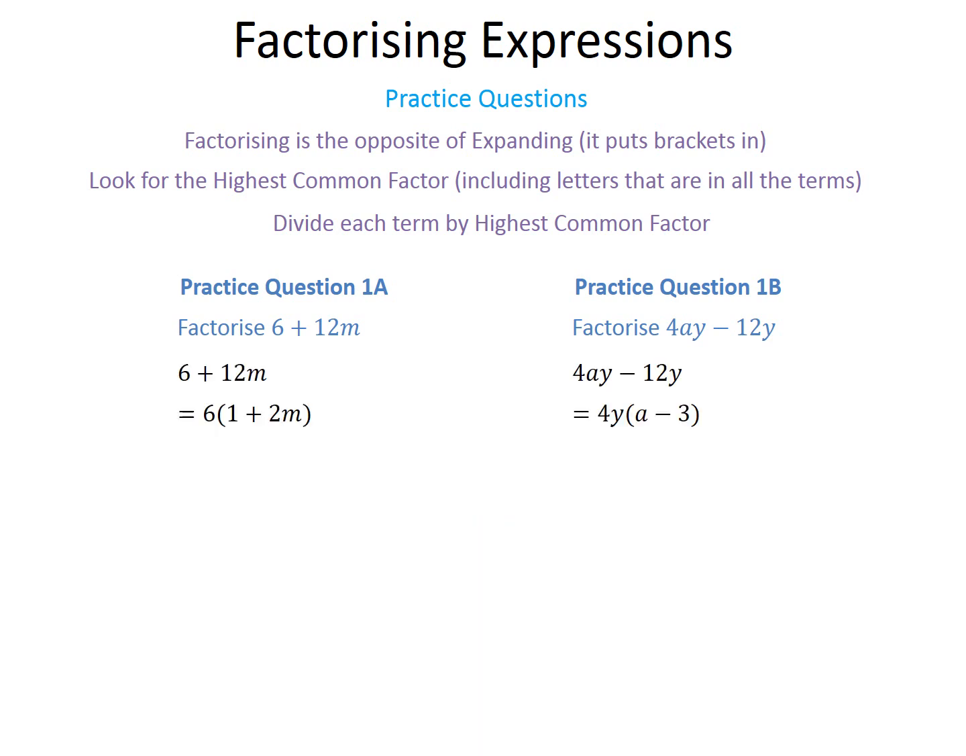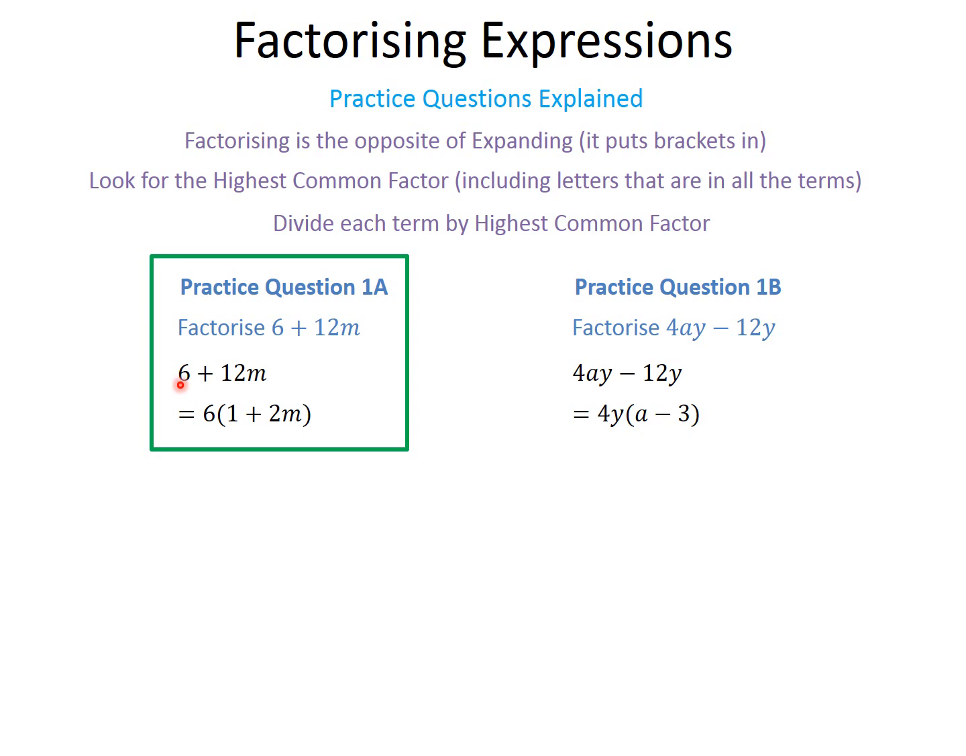And there's the solutions we need for those questions. So looking at the first one, I wrote down the question and I started looking for my highest common factor. So the highest thing that goes into 6 and 12 is 6 itself. 6 goes into 6 once and it goes into 12 twice. And there's no letter at all here, so that means I know there's no letters to worry about, so I just put the 6 out the front.